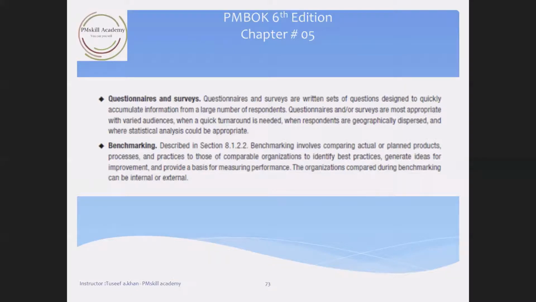You can do benchmarking. Benchmarking is basically comparing your something with what previously exists. Like you are comparing your standards with some other standards. You are comparing your ideas with already approved and good ideas. So you are always comparing any actual and planned product. Benchmarking is also a very good tool and technique to collect data.